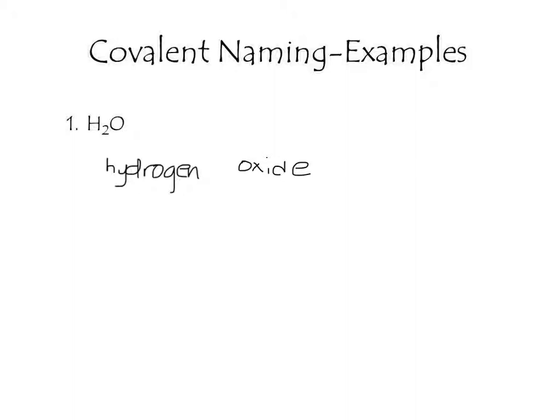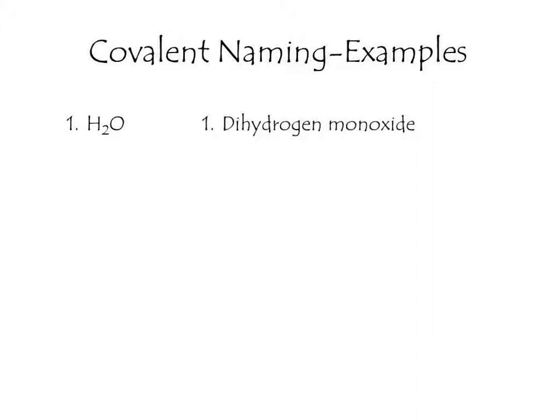Now, we have to now put the prefixes. If you notice, there are 2 over here. That means I have to put the prefix di in front of hydrogen. And because oxygen is 1, I have to put monoxide or monooxide, either or. So dihydrogen monoxide is the nomenclature for H2O. We know it as water.